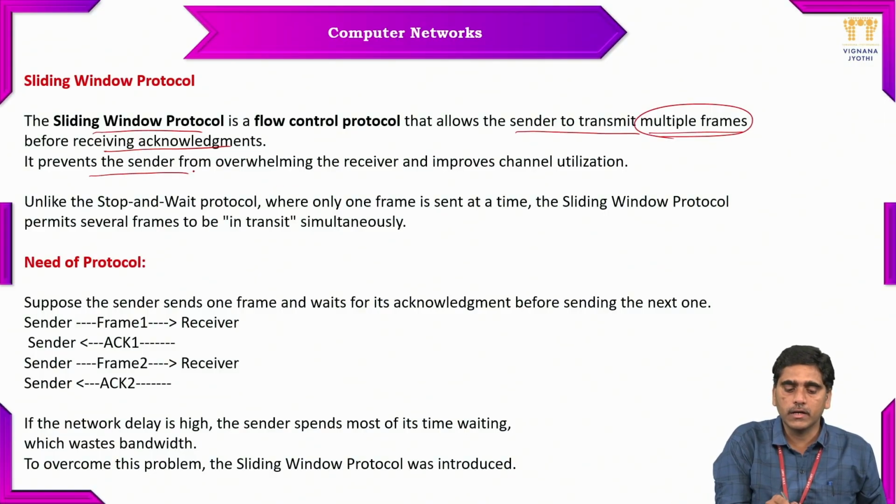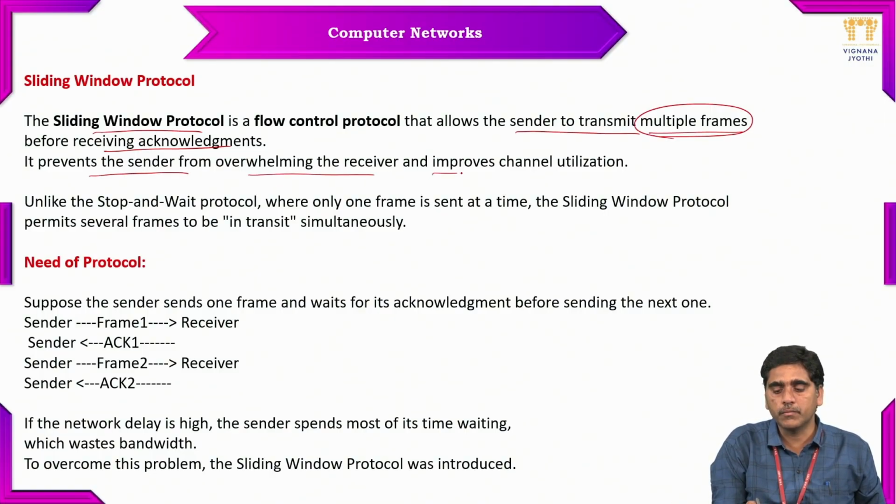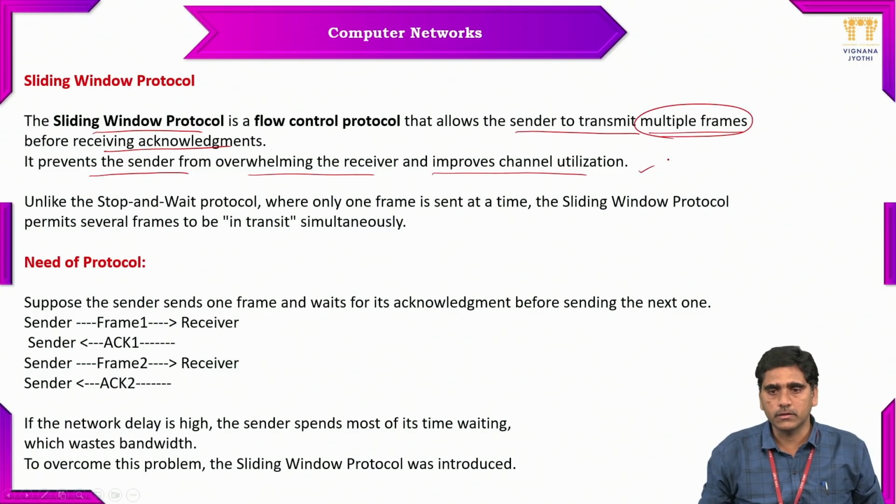It prevents the sender from overwhelming the receiver and improves the channel utilization. Before sending all the frames to the receiver side, it gets an acknowledgement from the receiver side. That means it does not allow all frames to be sent simultaneously to the receiver. Only by receiving the acknowledgement does it send the next number of frames to the receiver side.